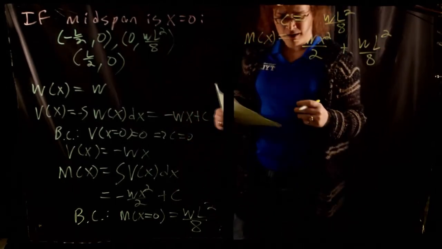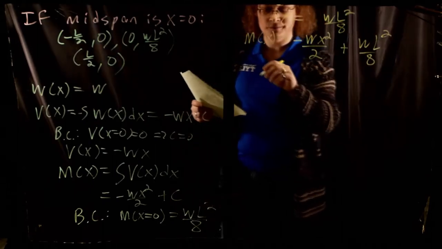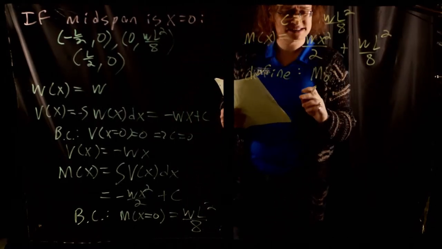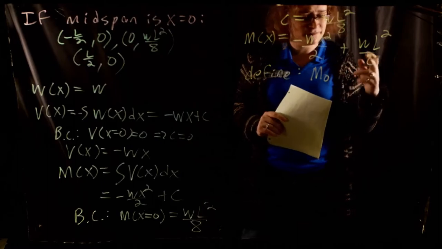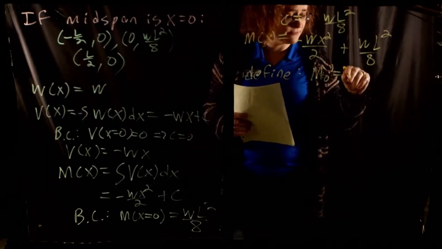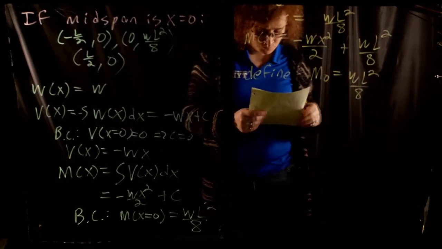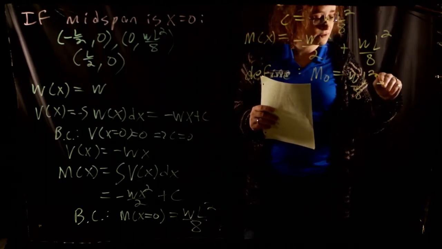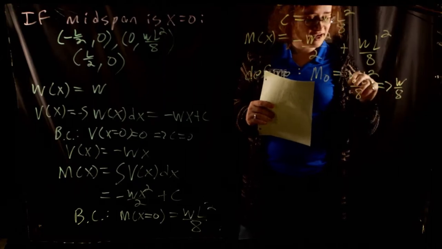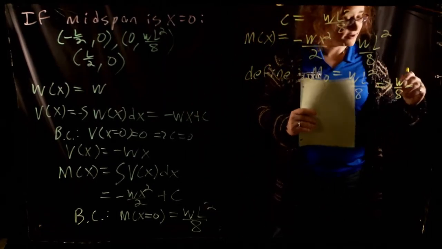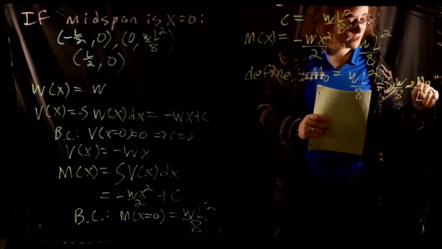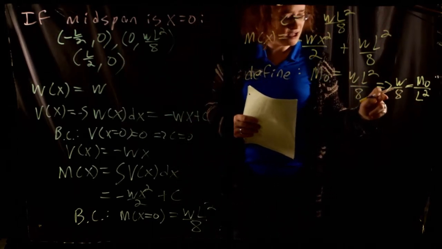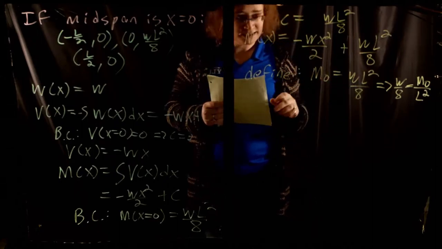All right. Now, at this point, I'm going to define a new term, what I call M naught. And M naught is simply going to be the maximum moment at any point in the equivalent beam, and that's just wL squared over 8. Or, in other words, I could also say that w over 8 is equal to M naught over L squared. So I'm then going to substitute this expression into here and see what I can determine.